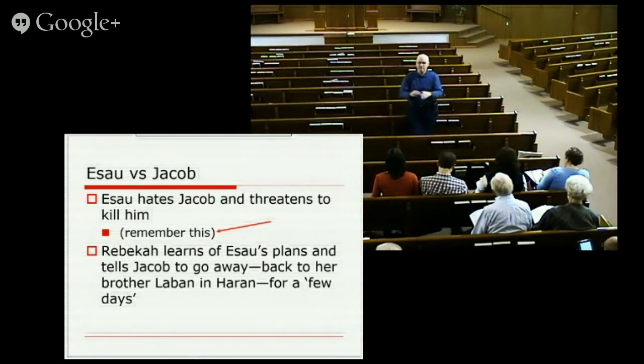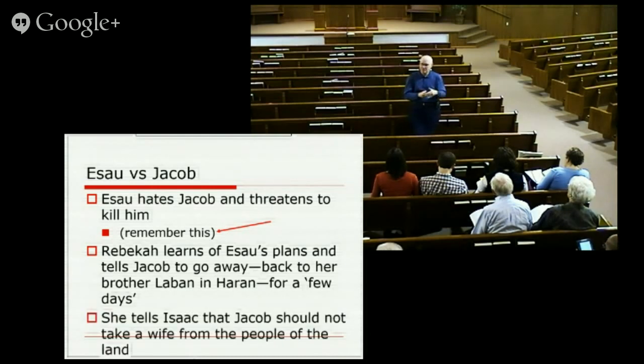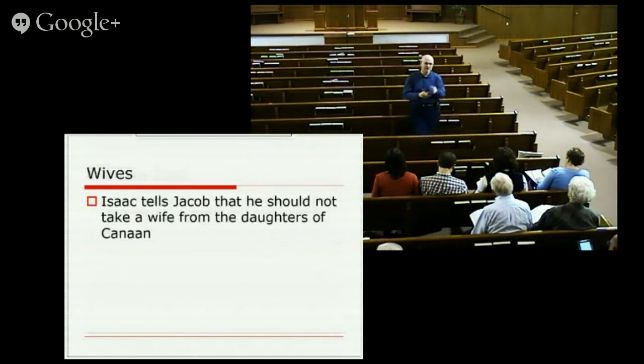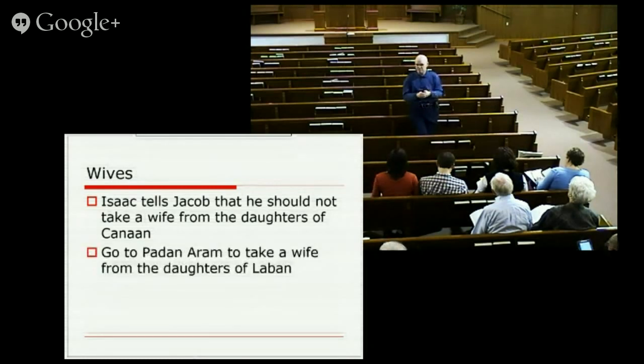Esau cools off. How long does he wind up staying? 20 years? 7, 7, and 6? Yeah. That's coming up here soon. So she tells Isaac, we don't want him to take a wife around here. Send him back, let him get one. So Isaac goes and tells Jacob that, go back. Don't take a wife from around here.